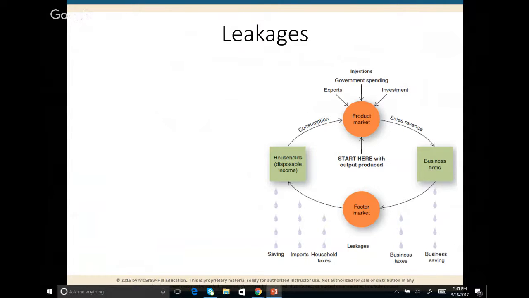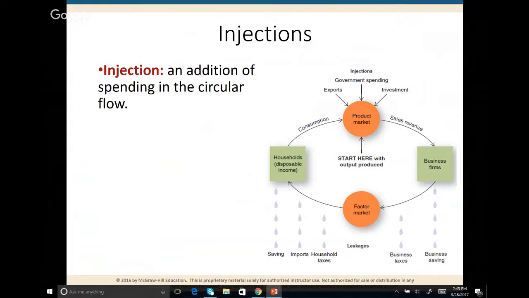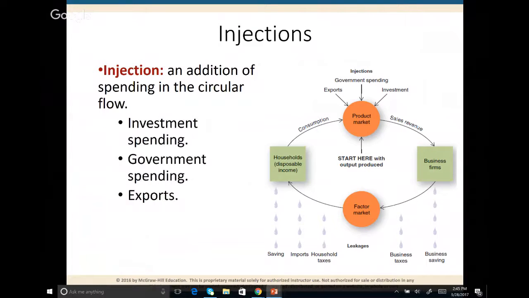So leakage, you guys think about all the money we have. Leakage is anytime the money is leaving the economy. So anytime you have savings, imports, taxes you're going to pay, those are the money that are actually leaving the economy. And then for injection, there's the additional money coming into the economy. So every time you have your exports, government spending, investment spending, those will be the additional money that's coming into the economy.